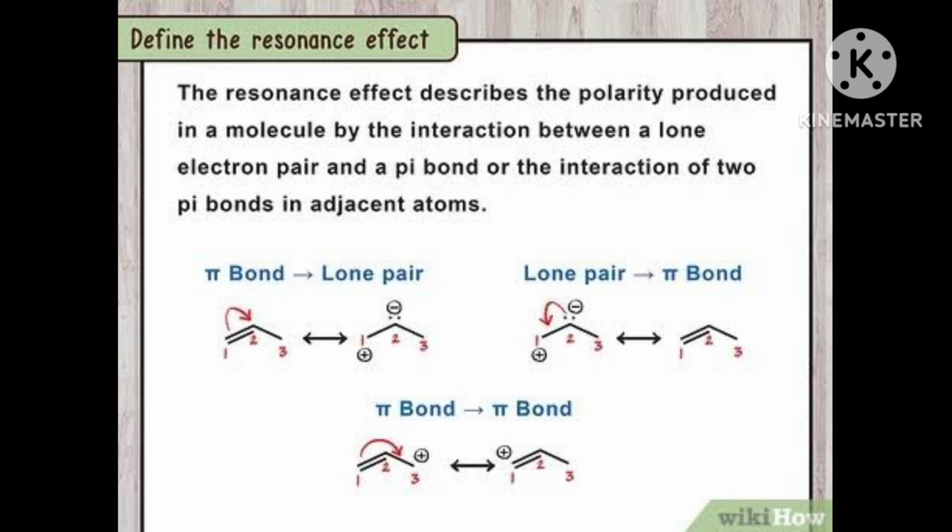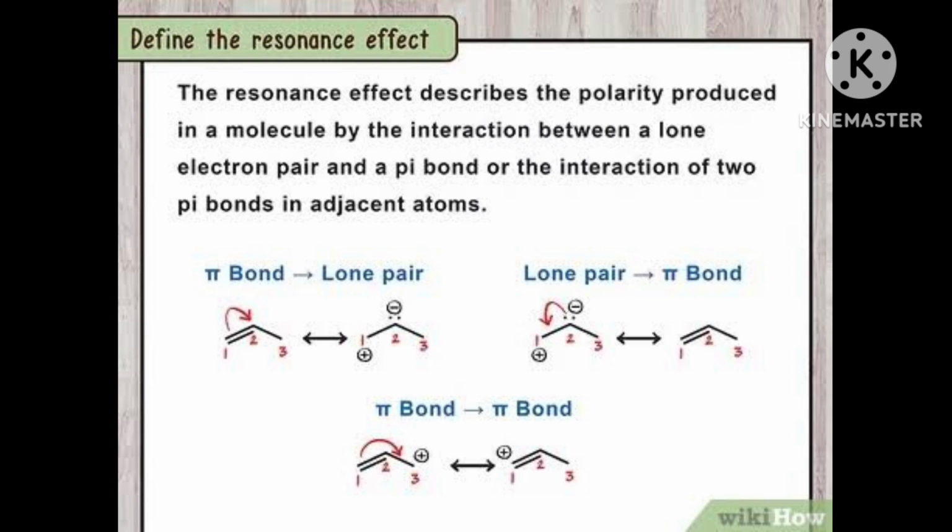There are two types of resonance or mesomeric effect. Resonance effect is also called mesomeric effect. Question is asked: both are not different. Then there are two types of resonance or mesomeric effect designated as R or M. R means resonance, M means mesomeric.